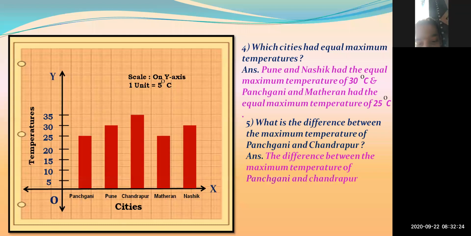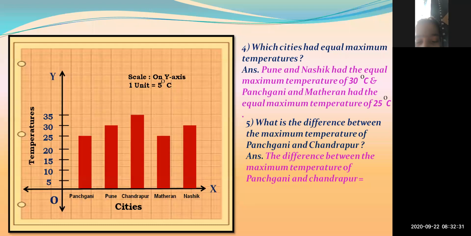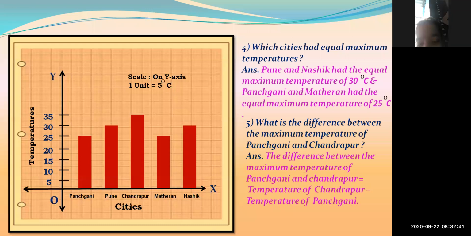Sir, I am. Yes, tell me. Yes, read the answer. What is given here? The difference between the maximum temperature of Panchgani and Chandrapur. Yes. What is the formula for writing the difference between? Panchgani has a 25 and the Chandrapur has a 35.